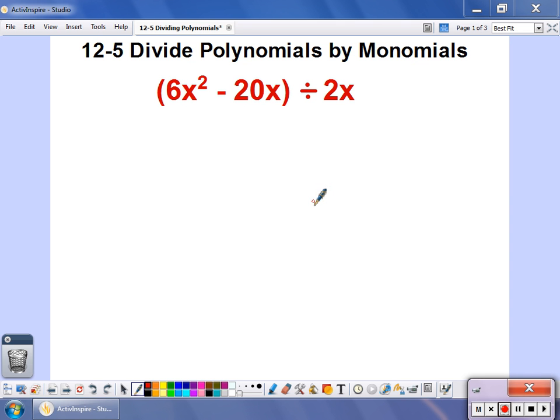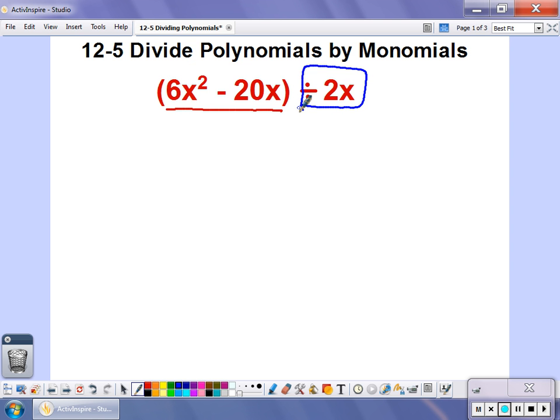When you divide a polynomial by a monomial, it's important for you to remember to divide everything in this polynomial by the monomial that you have on the end. Now, sometimes you'll see the problems written like this, but other times you'll see them written out as a fraction. So you'll have your polynomial as the numerator and the monomial as the denominator.